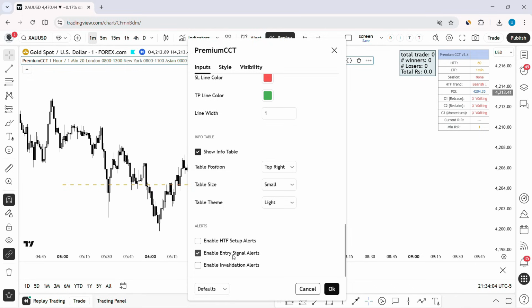This is checked, and this indicator sends an alert whenever a new signal forms after the completion of all 3 confirmations. Then we have the third option, which is invalidation alerts. Whenever a POI becomes invalid, and this is checked, it will send alerts that the POI has become invalid. That's all the settings. Now let's go back to the chart.